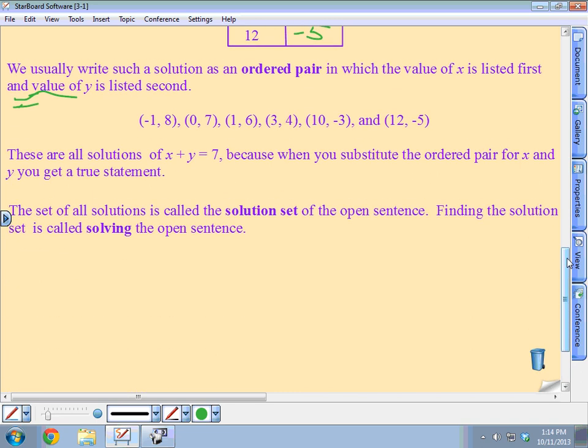But those aren't the only solutions because there's an infinite number of solutions. You could put in any numbers you wanted. So those are just some. And they're true because when you substitute the ordered pair for the x value and the y value, you get a true statement.